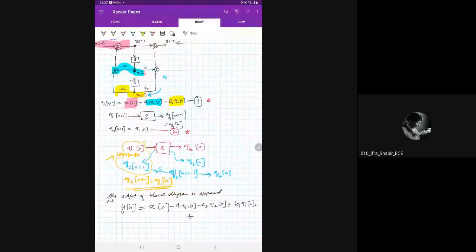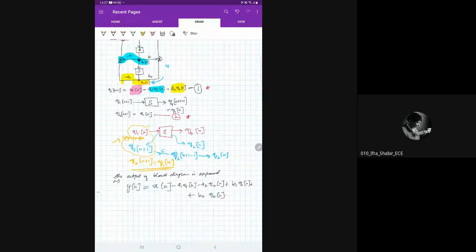Sub B2 times Q2 of n. Very good. B2 times Q2 of n. बहुत अच्छे. So now this is the output equation. ठीक है, ये अब तीन equations हो गई. Output equation, input equation, output equation and equation 1 and 2.